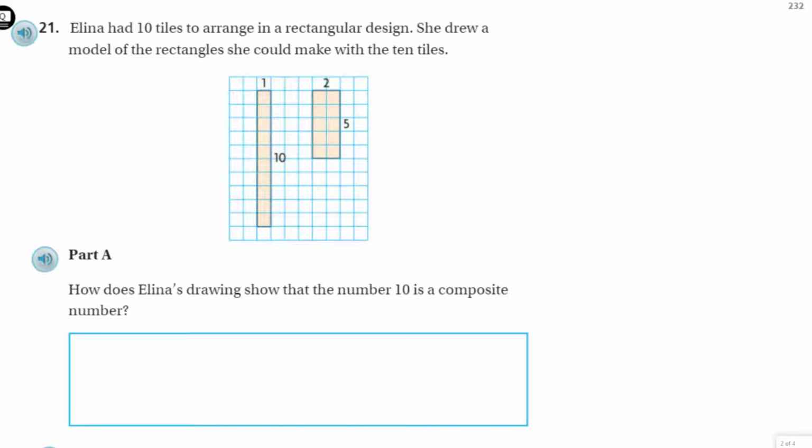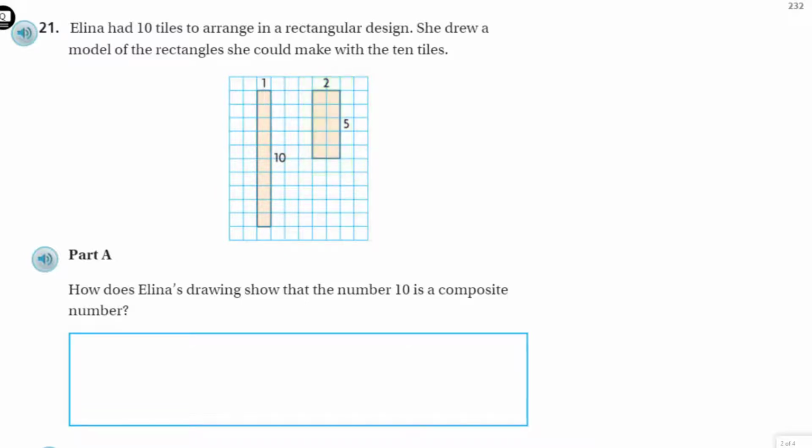Yes. Alina had 10 tiles to arrange in a rectangular design. She drew a model of the rectangles she could make with the 10 tiles. So she had 10 tiles. Looks like she made one design. Cool. Just put them like in a big, long tower. I see that. Okay. And then I see, oh, this one, she kind of like doubled it up. So 2 across and 5 down. And there's 10 tiles for each one of them.